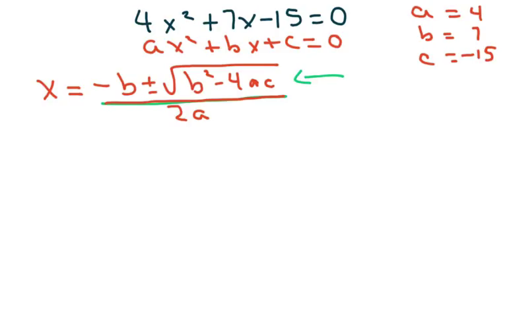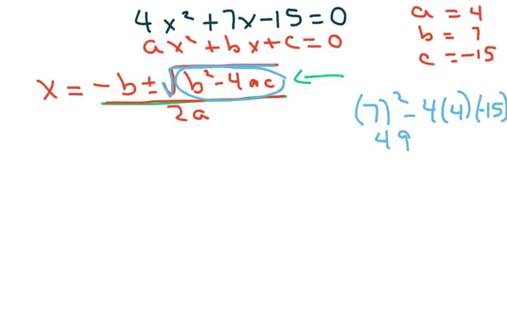So what I want to do is plug everything in, and what I recommend is that you do this part first. So let's try doing the part under the radical first. Then we'll put everything else in. So when we do b squared minus 4ac, b is 7 squared minus 4 times a is 4 times c is negative 15. Now when you do this, you get 49.